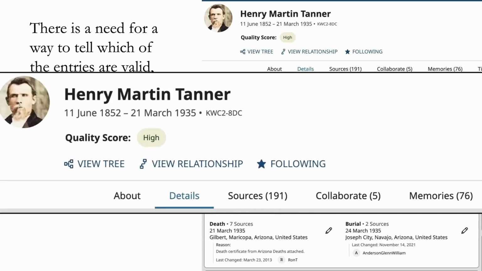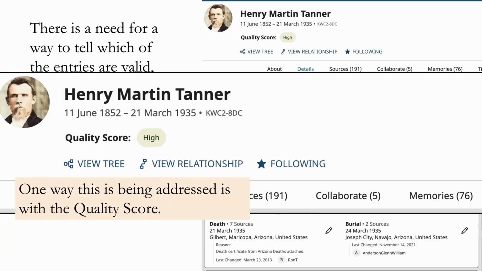Now, what's interesting is this is the new innovation from FamilySearch Family Tree, being addressed with the quality score. And here's the quality score. We'll get into that just a little bit. That's appearing, and I'll tell you the parameters of where this is showing up now. It will probably continue to show up more and more across the tree as it's being developed. But it's something that's been very well received.